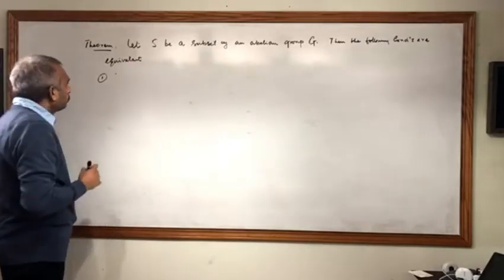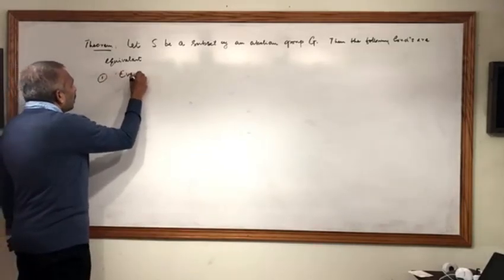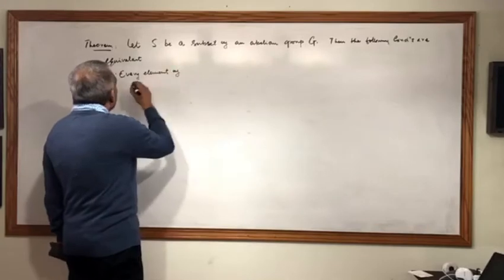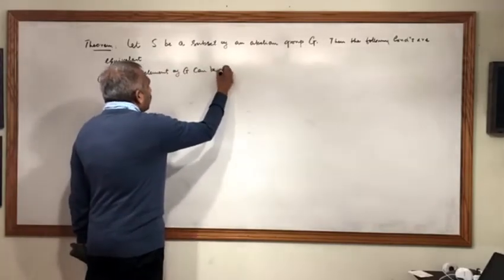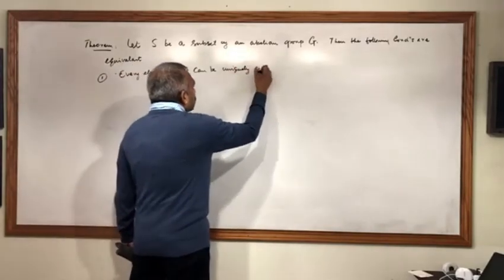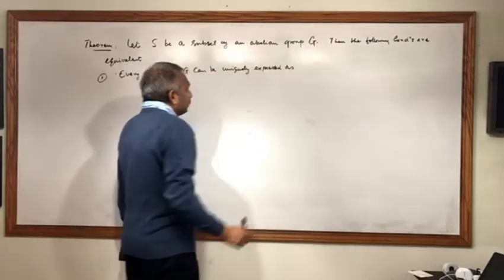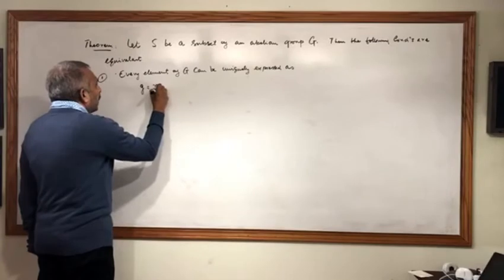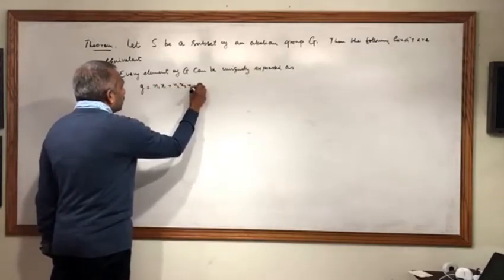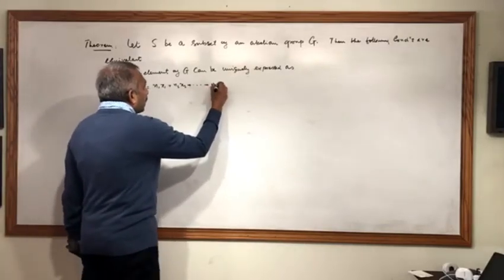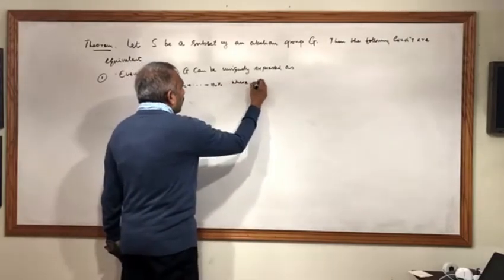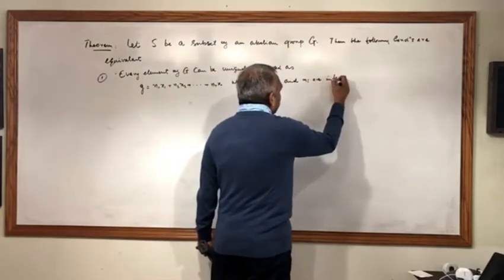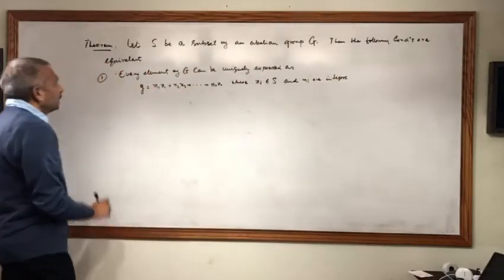The first condition is every element of G can be uniquely expressed as g equal to n1x1 plus n2x2 plus ... plus nrxr, where xi's are in S and ni's are integers. That is the first condition.